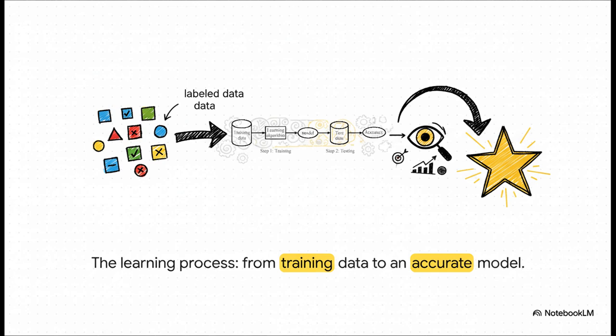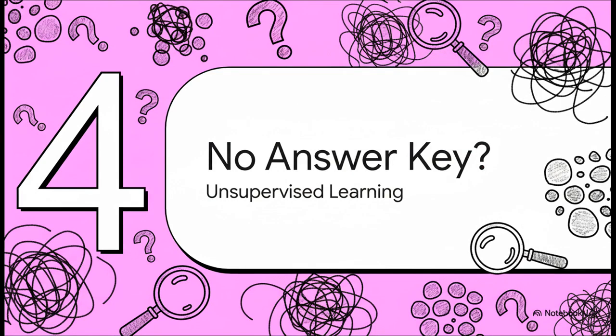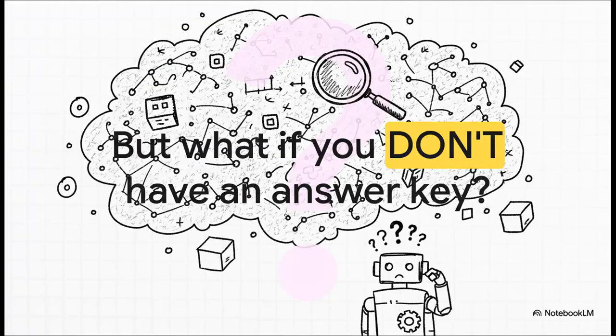So the flow is pretty simple, right? You feed the labeled training data into a learning algorithm, and that spits out your model. Then you use test data to check how good that model is. The ultimate goal, of course, is to end up with a model that's incredibly accurate at making predictions on new stuff. So that all makes a lot of sense when you have a nice, clean answer key. But what happens when you don't? And this is where things get really, really interesting.